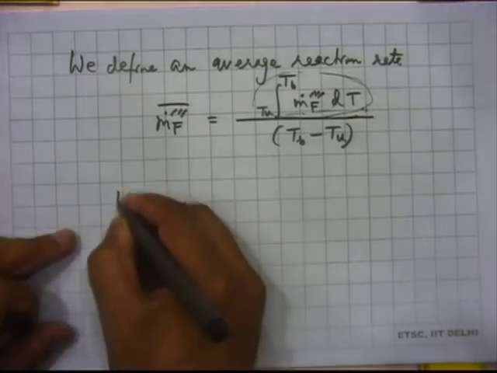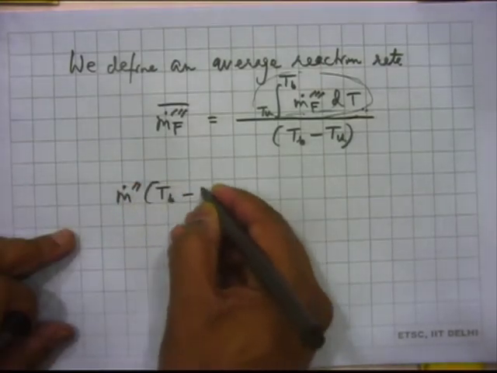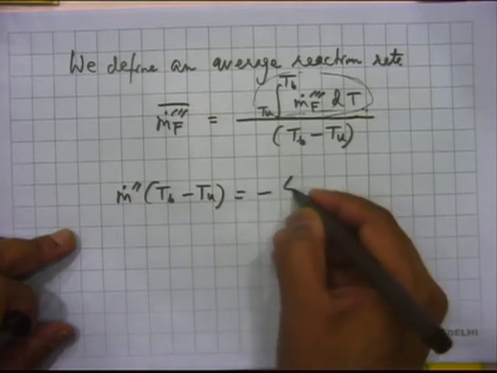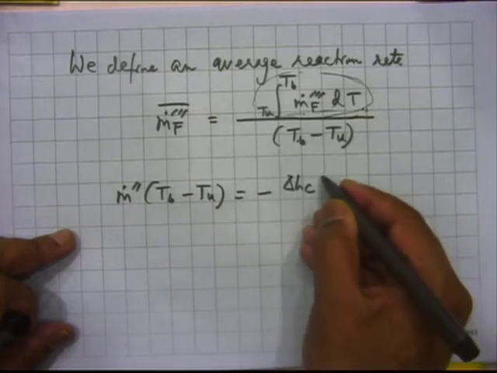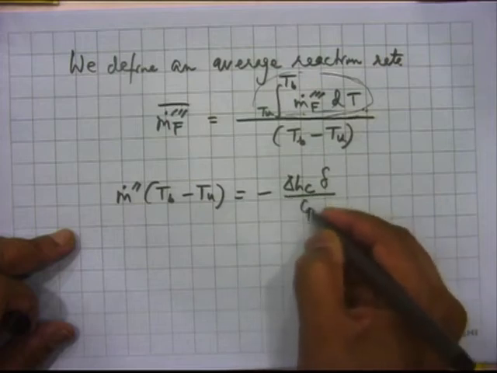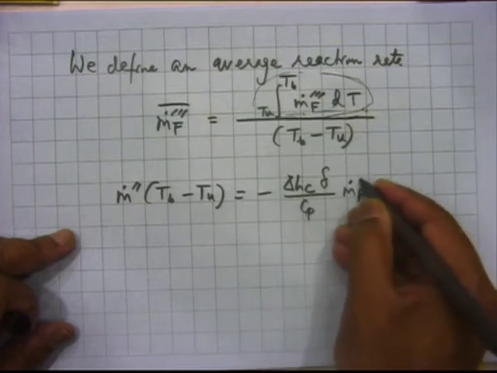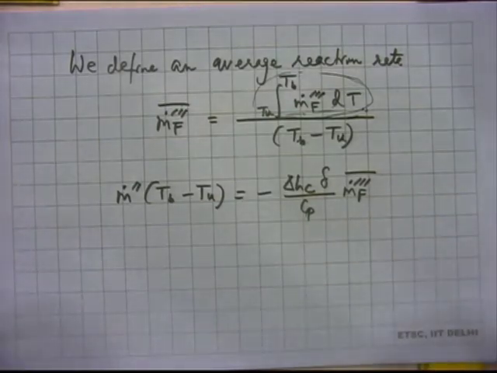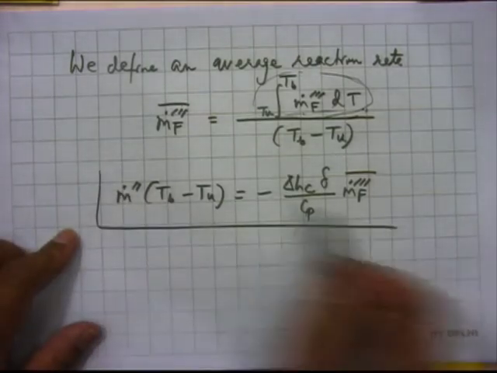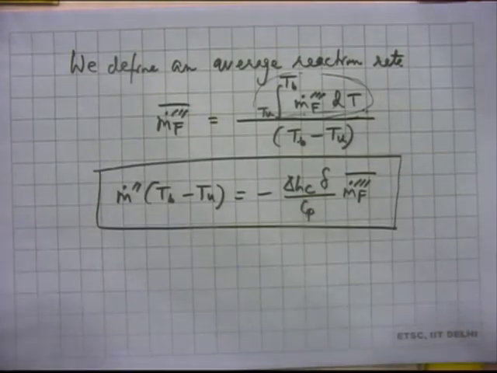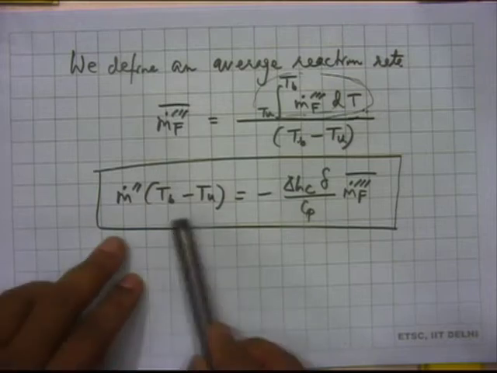So, our energy equation is now m dot double prime times T b minus T u equal to minus delta H c over C p times m dot f triple prime bar. So, this is one form of the energy equation. This is after integration. How have we got this? We had the energy equation from the beginning of this class and integrated this over the domain to get this.